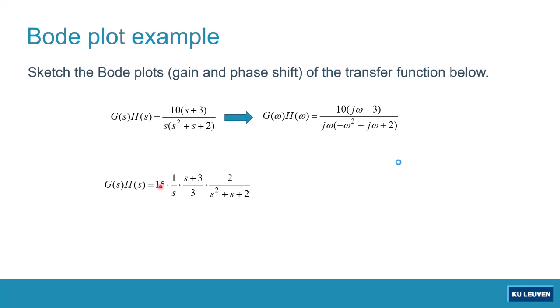As you can see here, the first term is a static system that corresponds to the first simple system in the previous video, G(s) equal to A. In our case here, A will be 15. The second term is the integrator. The third term is the inverse of a first order system, and the last term is simply a second order system. Having the Bode diagrams of these individual 4 simple systems, we should be able later on to illustrate the Bode diagram for this complex system.